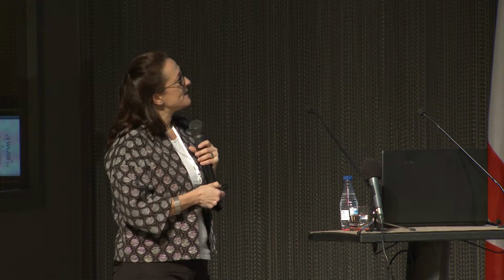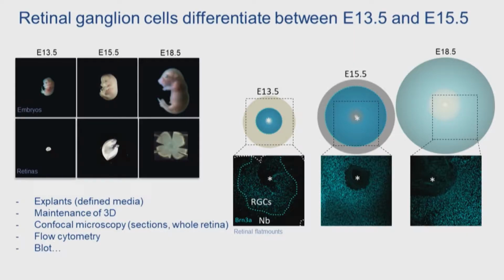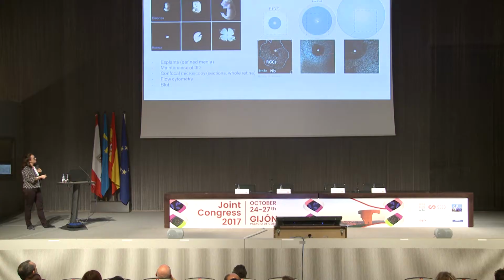And this is to give you just an example. These are retinas isolated at different embryonic stages, 13, 15, and 18, stained with Brn3a. This is a transcription factor specific for retinal ganglion cells. We can see that the development of retinal ganglion cells starts around 13.5, and this is just the wave of differentiated cells. They are extended in the whole retina at 15.5, and neurogenesis of retinal ganglion cells is complete at 18.5.